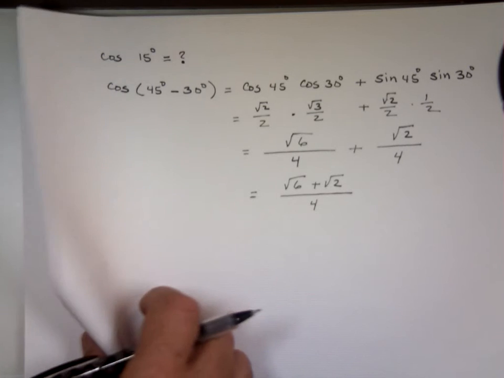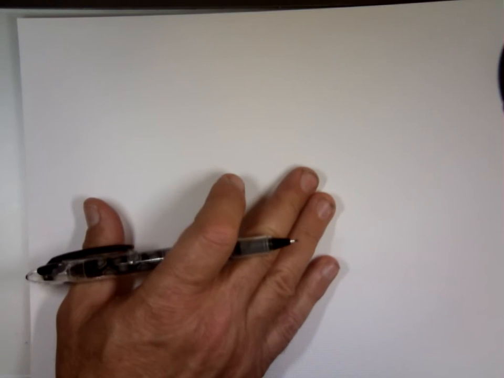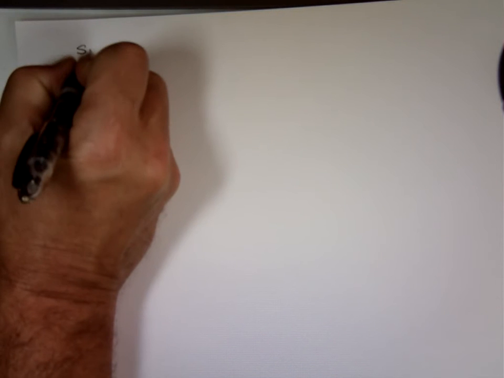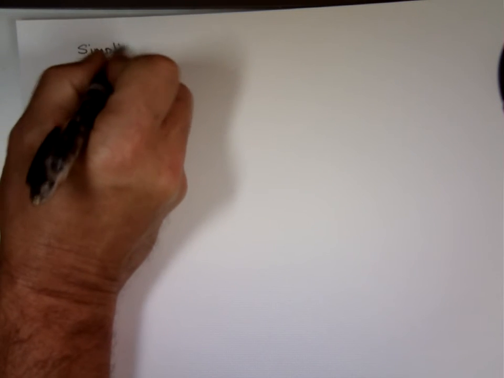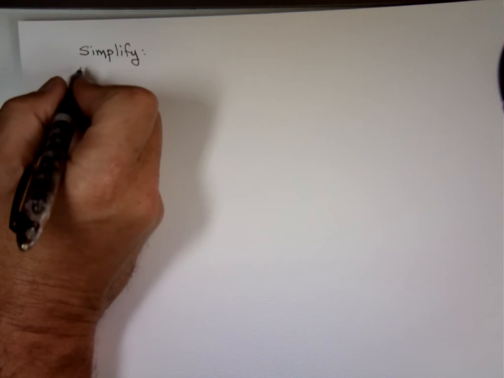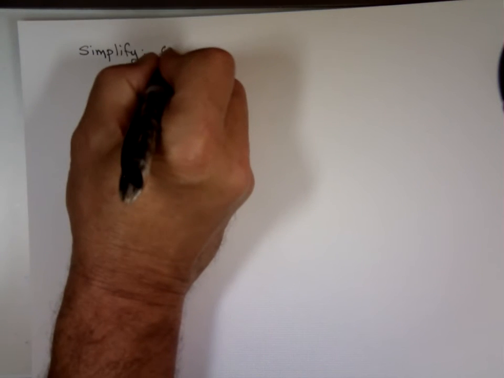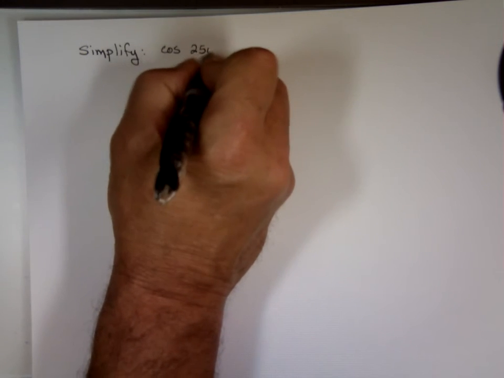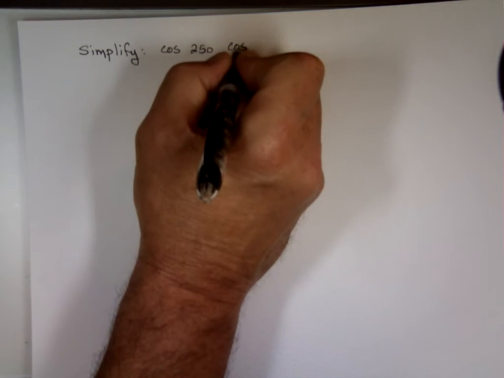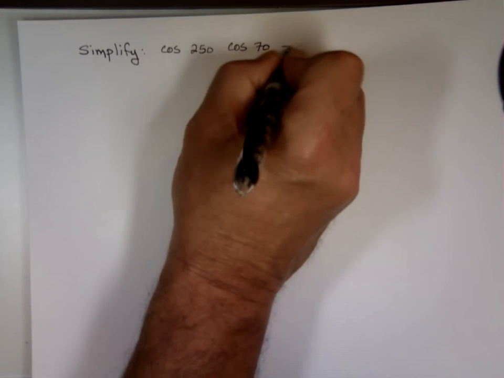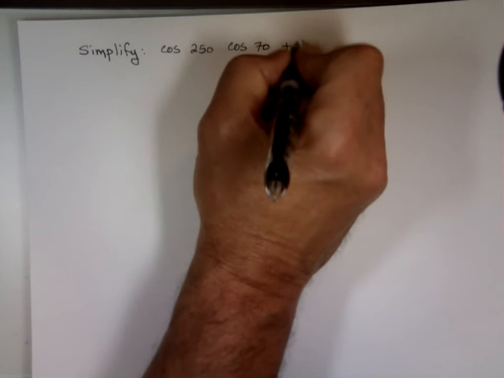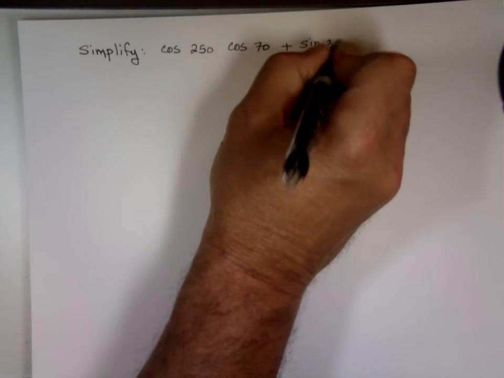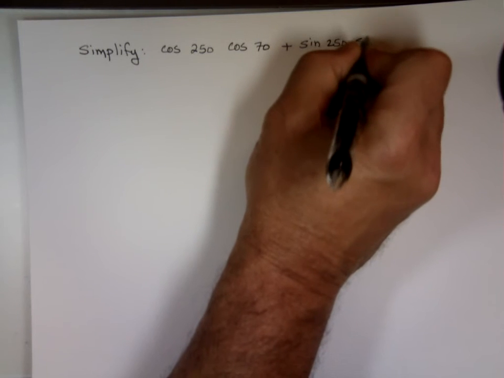Let's see if we can work the problem backward here. If I write, simplify this: cosine 250 cosine 70 plus sine 250 sine 70.